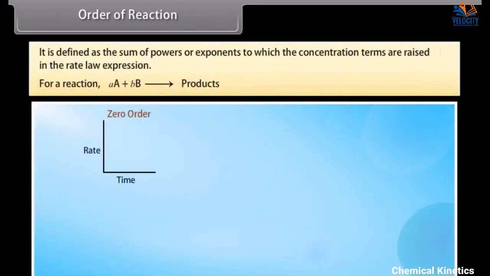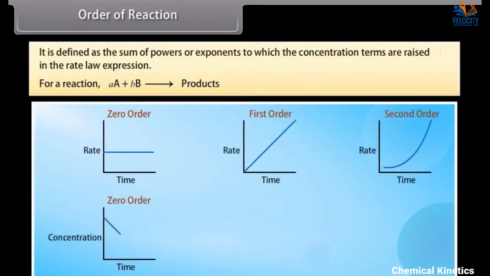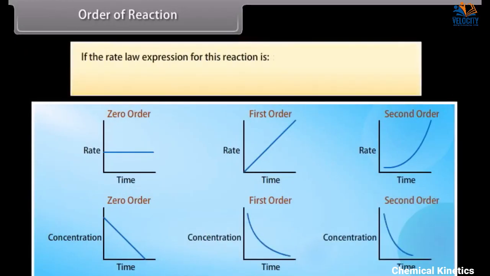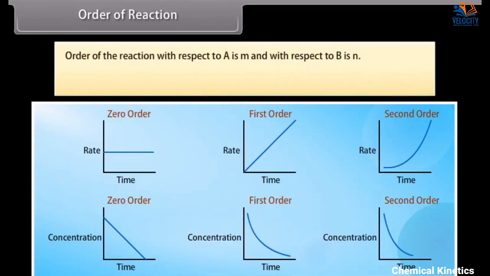Order of reaction. It is defined as the sum of powers or exponents to which the concentration terms are raised in the rate law expression. The rate law expression for a given reaction is given by: rate of reaction is equal to the product of K, A raised to the power M and B raised to the power N. The order of this reaction is equal to M plus N. Order of the reaction with respect to A is M and with respect to B is N.